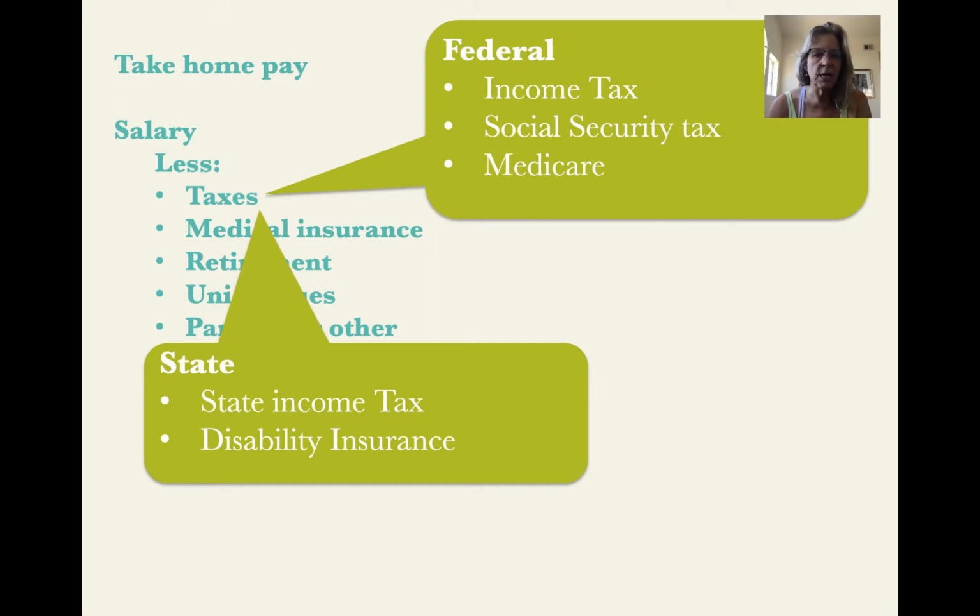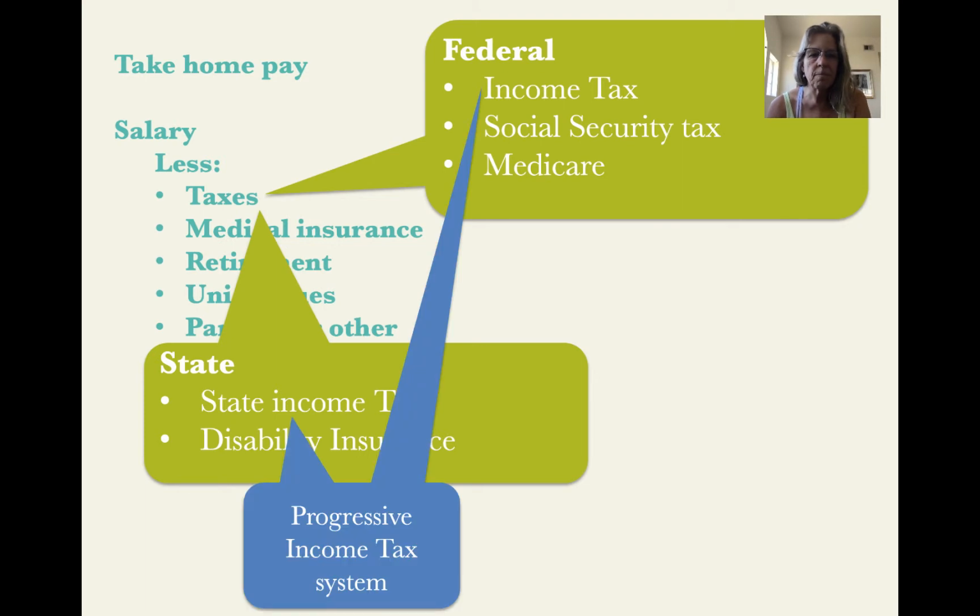Both income tax for federal and state purposes are what we call a progressive income tax system, and I'll go over what that means. This is as opposed to a flat tax where everybody gets taxed the same amount. Progressive means the more you make, the more that you will be taxed.